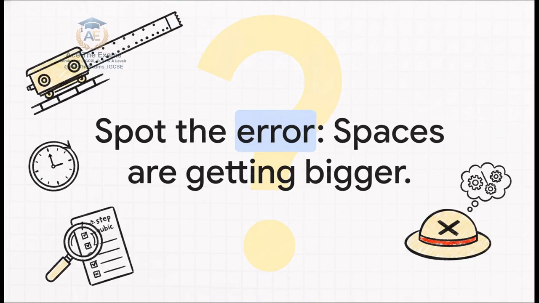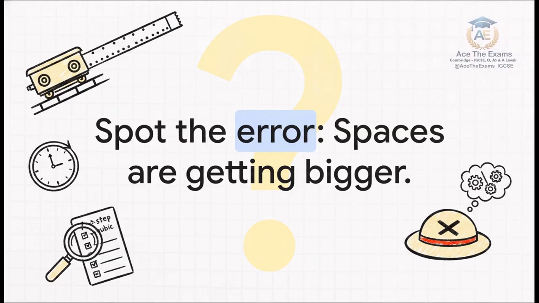So let's test this out with a quick interactive challenge. Try to spot the error here. An exam question asks you to explain how the ticker tape shows acceleration. A student writes, "The spaces on the tape are getting bigger, so the trolley is accelerating." Take a few seconds right now to think about it. Got it? Why does this answer lose marks? I mean, it sounds intuitively correct, right? Bigger spaces mean it's going faster.